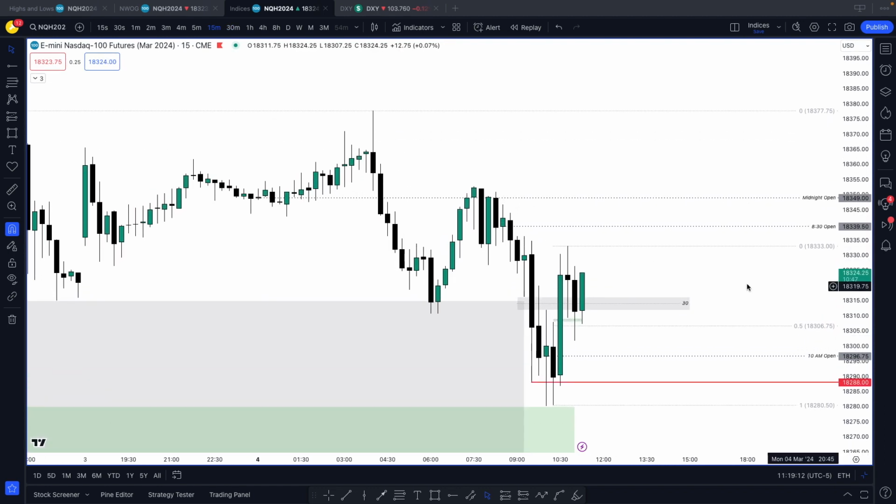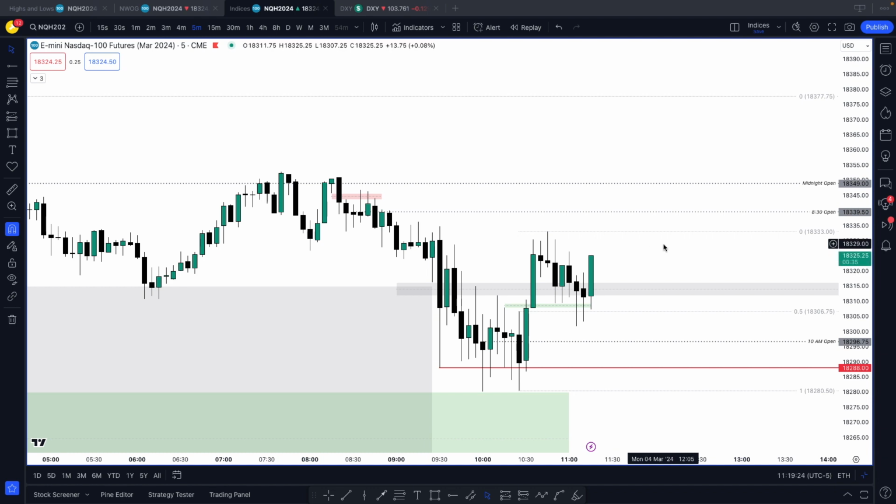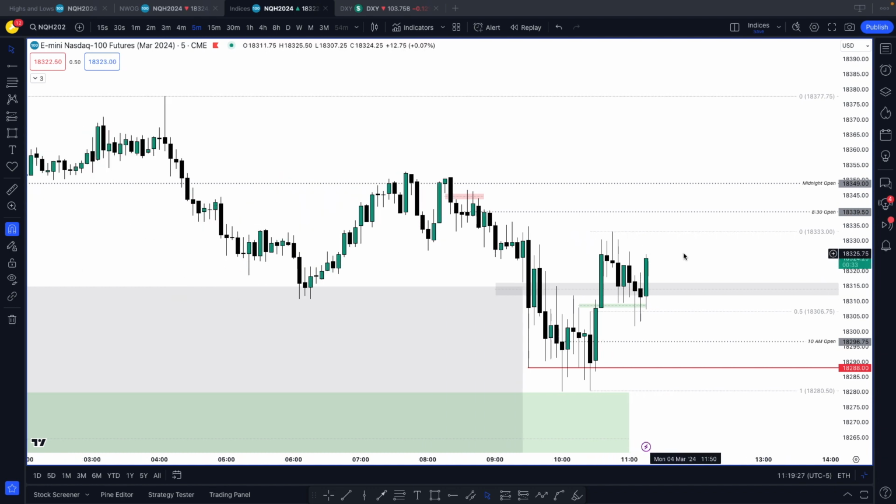Yep, no worries. So the 15-minute BISI is being respected so far, right there. You can see how we're dropping into it, but the candle bodies are closing above it. Very nice. 15-minute or 5-minute chart here. So now we're starting to expand away on the 5-minute chart. See if we can reach up toward the buy side up here.